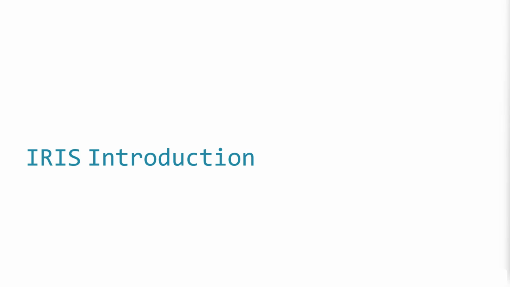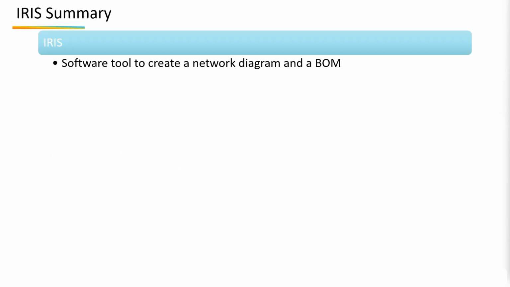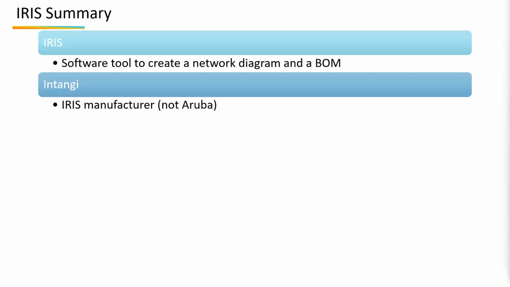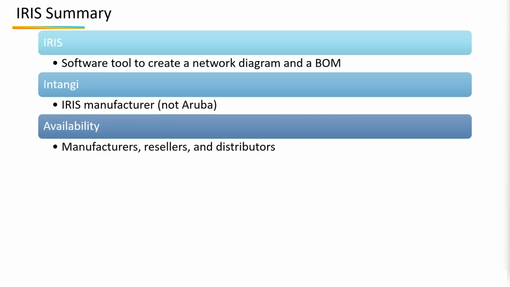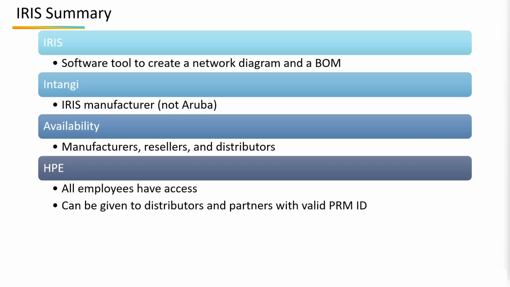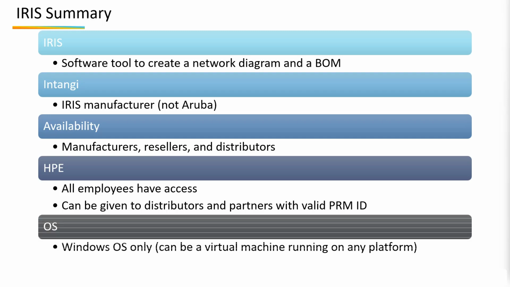Welcome back. Iris introduction. So what is Iris in simple terms? It's a tool to create network diagrams, kind of a design tool if you like, and produce a bill of material. It's not Aruba, it's not HPE, it's not Cisco, it's not Meraki. It's available to manufacturers, resellers, distributors, so it's not available for the general public. HPE partners and employees can have access to it, and it only works on Windows, or it can be on a virtual machine. So basically, it can work on non-Windows only in a virtual environment. It means it's only Windows-based software.